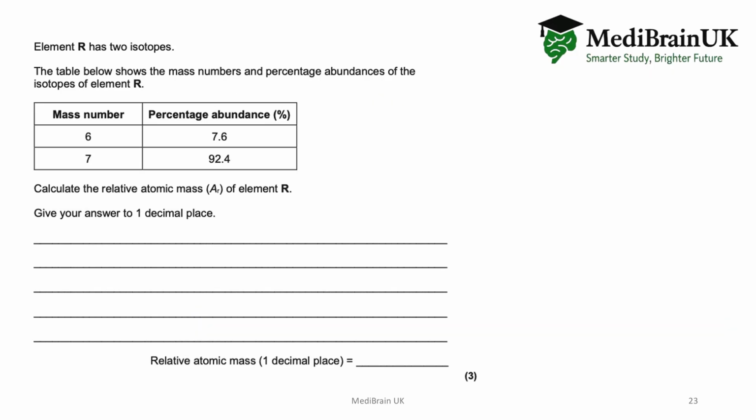Now moving on, we have another question on isotopes, and again we're going to be calculating the relative atomic mass, and again it's worth 3 marks. As you can see, it's a question which repeats a lot in exams, especially in your paper 1 chemistry. So it's something to spend time on to understand where your marks are coming from.